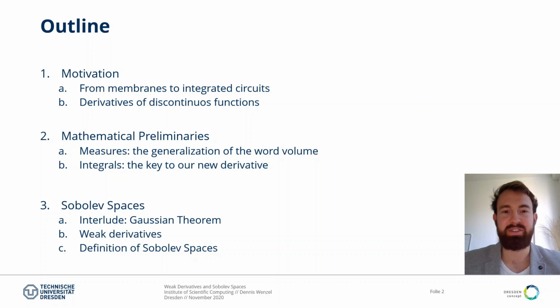First topic is measures. So we all have something in mind when I say the word volume of some shape. And today we're going to put all of this in a mathematical framework, defining the word measure. And then the next part are integrals, and indeed integrals will be the key in defining our new concept for derivatives, which is kind of counterintuitive, but we will see how great this all works out. And then the last part are those Sobolev spaces, and they are defined using the Gaussian Theorem and weak derivatives, and then we will see what Sobolev space actually means.